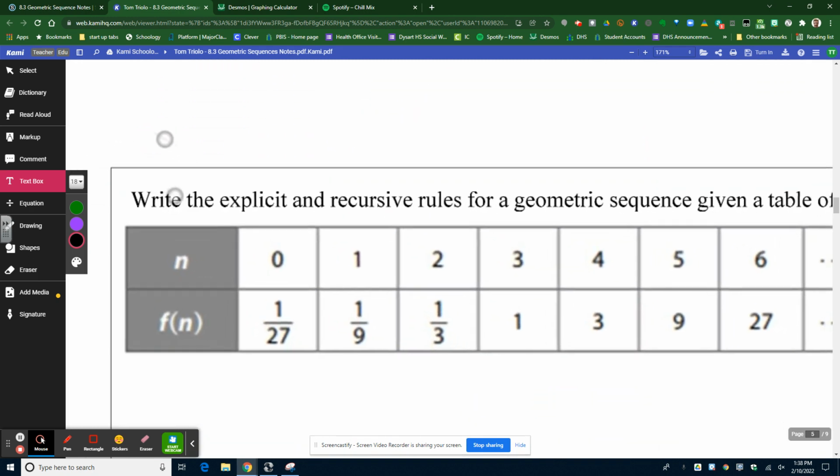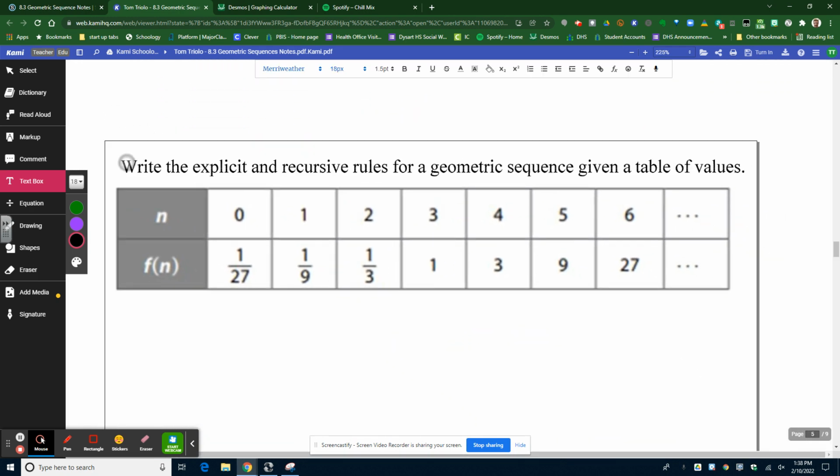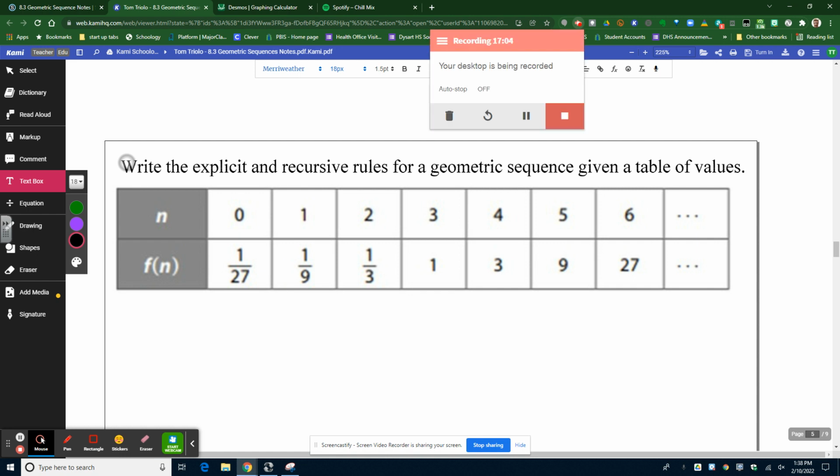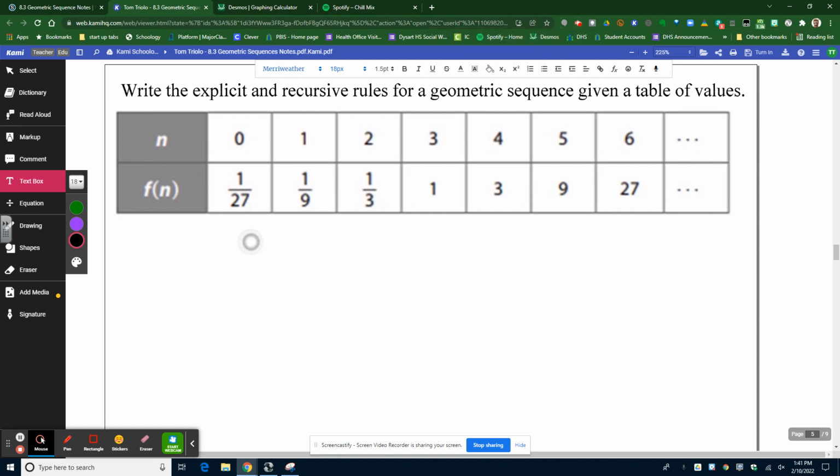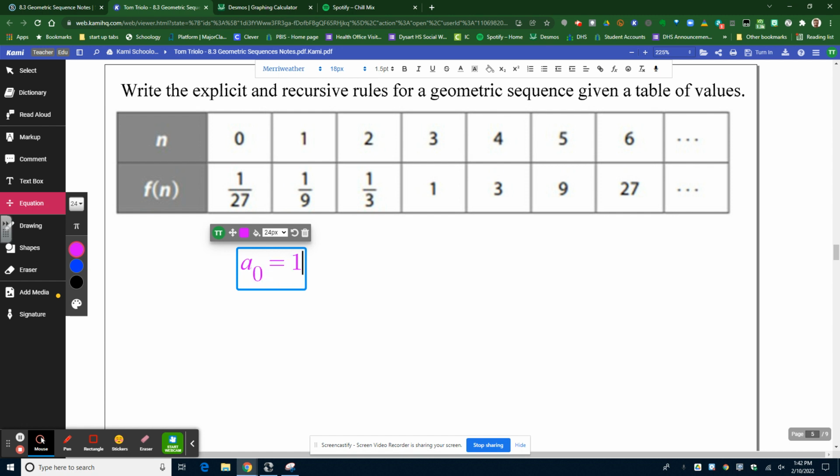All right. You try to do the whole thing. Last time we used function notation, so this time let's use subscript notation. Okay. We said subscript notation this time. So let's do the recursive first. A sub 1? No, 0, because there's a 0 there. Equals 1/27th.